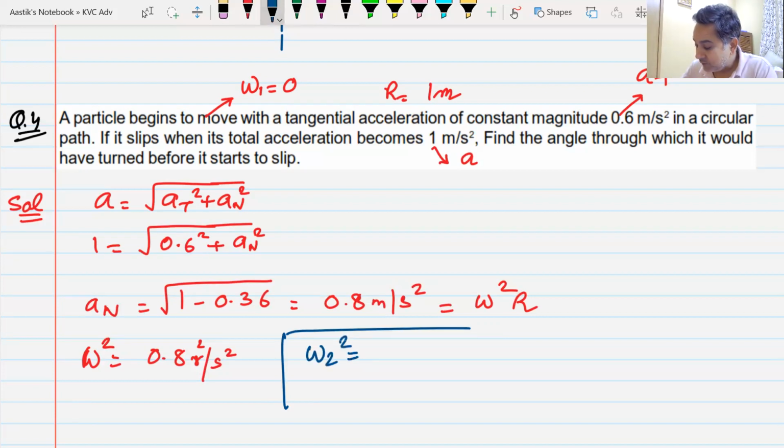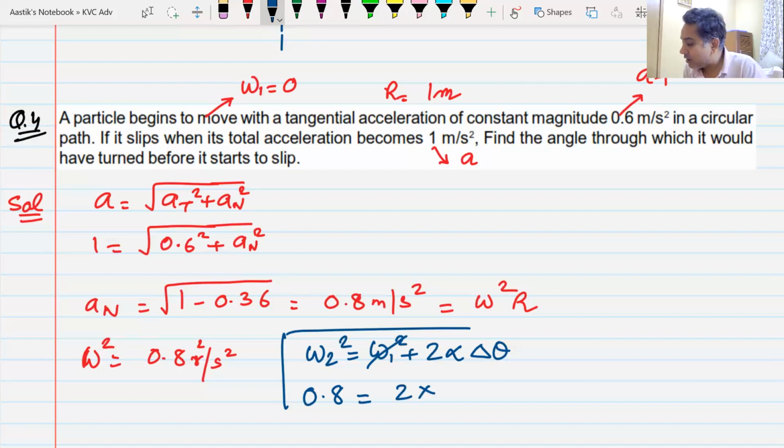Omega 2 square will be equal to omega 1 square plus 2 times alpha into delta theta. Yes or no? Yes, sir. Now here omega 1 square is 0 and omega 2 square is 0.8. That should be equal to 2 into alpha. How much is alpha? Your tangential acceleration is given as 0.6. If you divide it by the radius, you will get alpha. Yes or no? Yes, sir.